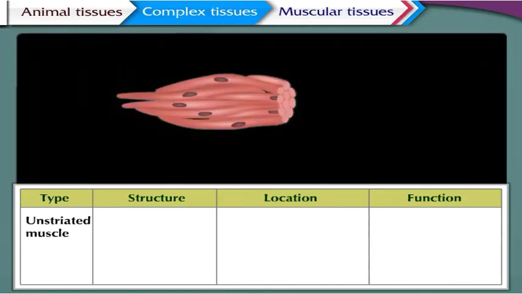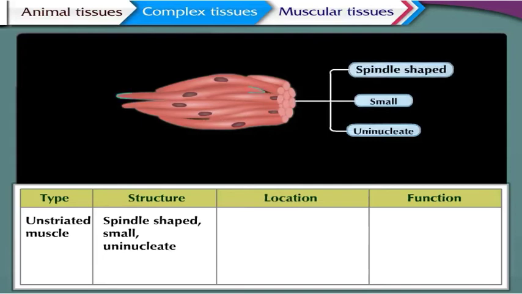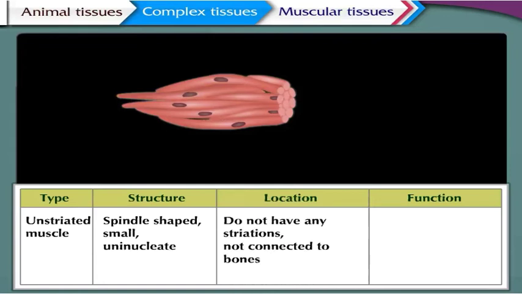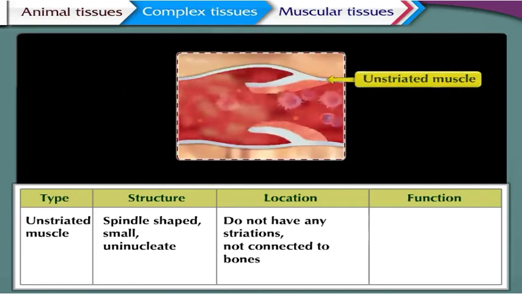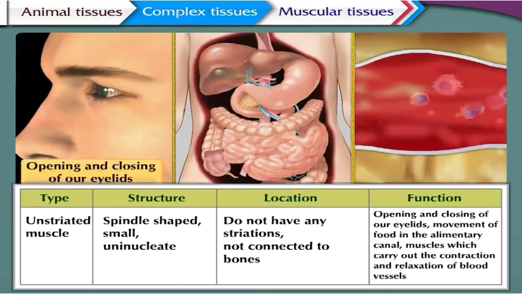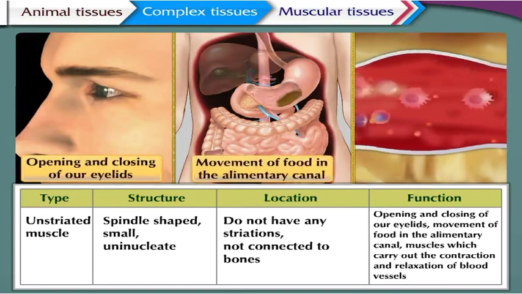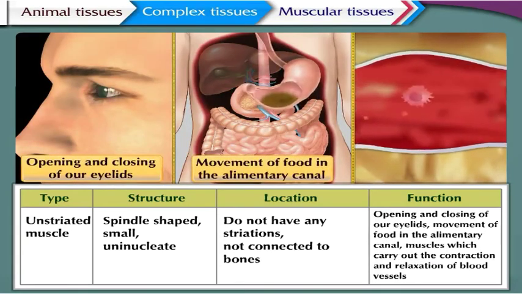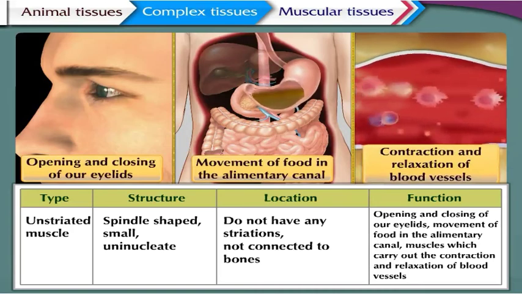Unstriated muscles. The cells of these tissues are spindle-shaped, small, and uninucleate. These muscles do not have striations, hence they are called unstriated muscles. These muscles are not connected to bones. The movements of these muscles are not controlled by our will, hence they are called involuntary muscles. The opening and closing of our eyelids, the movement of food in the alimentary canal, and the contraction and relaxation of the blood vessels take place by these muscles.